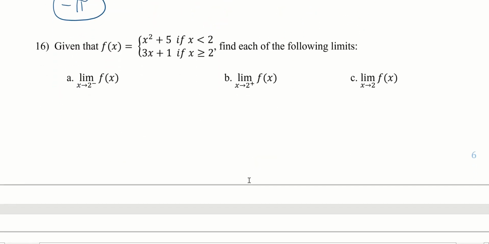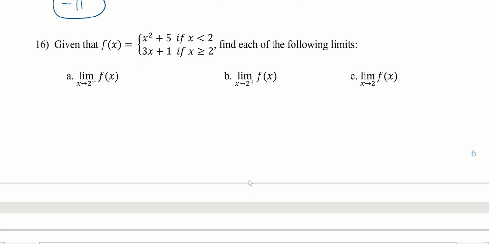Cool. Now this one, of course, you could graph it, but we want to try to work away from having to graph it. So if you look at these inequalities, this is less than, so this is the left side, whereas this one down here is the right side of the graph. If you remember from 11.1, in order for my limit over here in C to exist, the left and the right have to match each other. So if I plug in 2, in this case, the left side, so the top equation, all I do is plug in 2, so 2 squared plus 5, so that would equal 9.